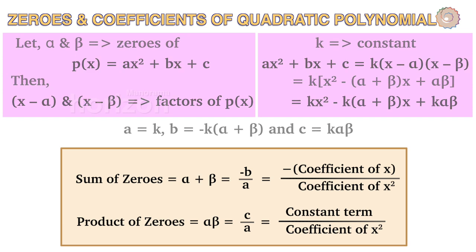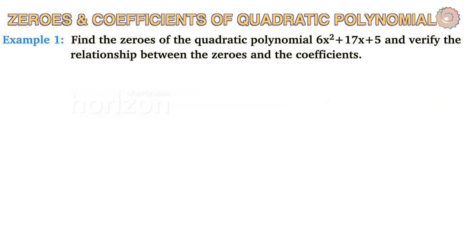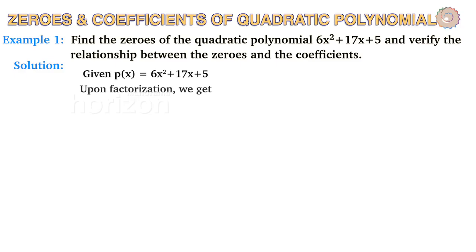Now let's use this in a problem. Find the zeros of the quadratic polynomial 6x square plus 17x plus 5 and verify the relationship between the zeros and the coefficients. Given p of x equals 6x square plus 17x plus 5. Upon factorization, we get it as 3x plus 1 into 2x plus 5.